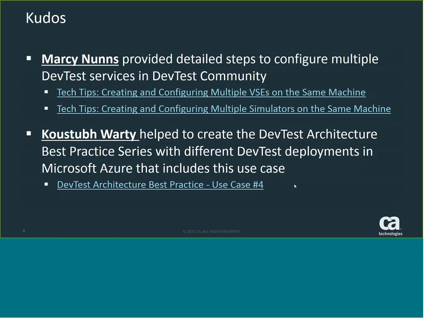Kausim and I created a set of best practice architecture guides for DevTest deployments in Microsoft Azure. While the guides cover DevTest deployments in Microsoft's public cloud, the use cases discussed in those guides are independent of the deployment target, but apply to other on-premise, private cloud, or hybrid environments as well. The mentioned use case number 4 especially covers the use case of teams sharing a single DevTest server environment for different purposes. This is the use case that might require additional VSEs or simulators.